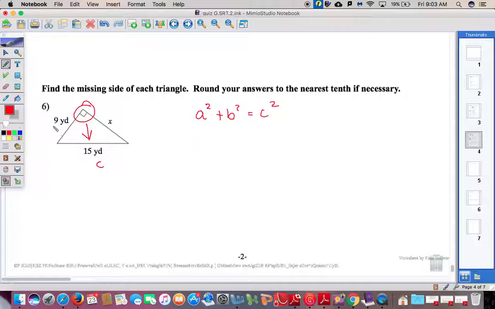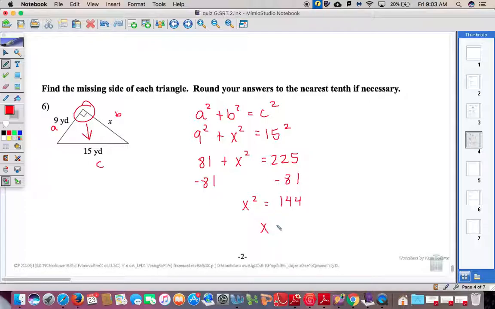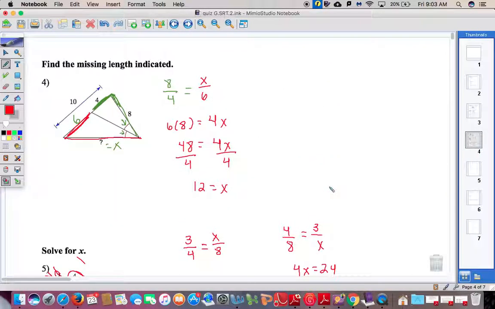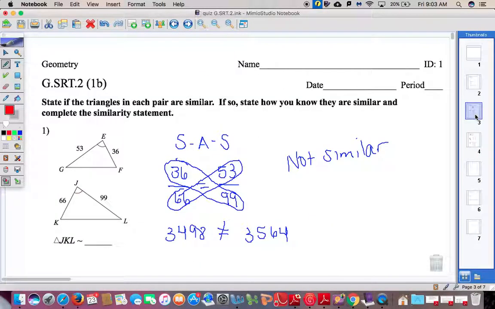So if I let this be a and this be b, I would have 9 squared plus x squared equals 15 squared. So 81 plus x squared equals 225. Subtract 81 from each side, and I get x squared equals 144. Take the square root of both sides, I get x equals 12. Okay, and that is quiz 1B.